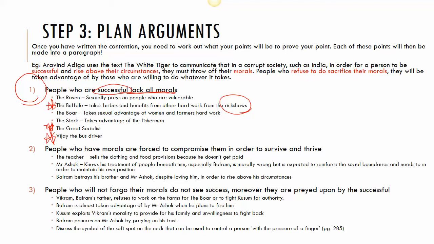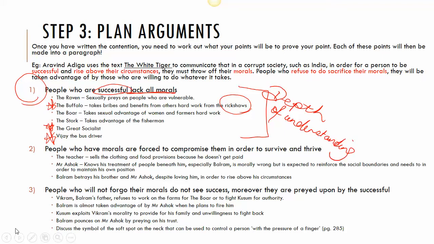Now, the reason that here I'm talking about people who are outside of our main characters is because by talking about these minor characters, I show that I have a depth of understanding, which, like anyone who's read the text once can talk about Balaram, but someone who really understands the text can talk about these characters. So depth of understanding is really good there. Okay, so that's why I've deliberately avoided Balaram there.